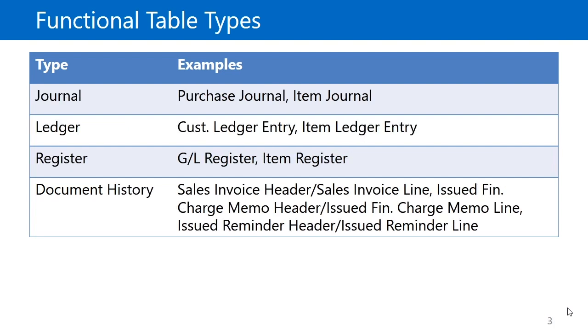At a certain moment in the posting process, journal lines will be created either manually by a user or via a posting process, a document posting. Those journal lines will be converted into ledger entries. So we have journal tables, ledger entry tables, register tables which will summarize those, and document history tables.